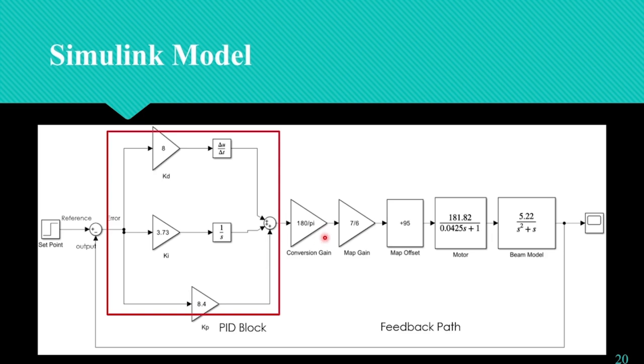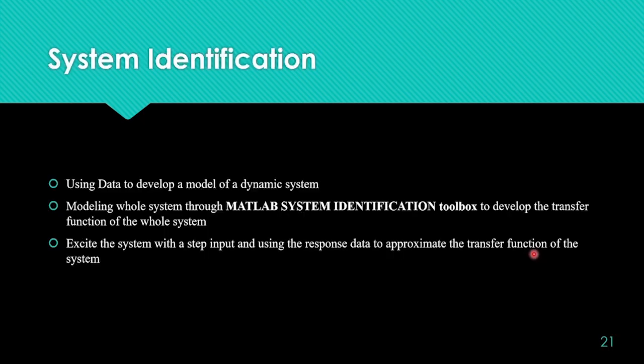So after mapping this angle, we are giving this angle as input to the servo motor, whose transfer function is written here, and then this angle is given input to the beam whose transfer function is written here. By continuing this process and taking feedback again and again, the servo fixes the position of the car to our desired reference point.